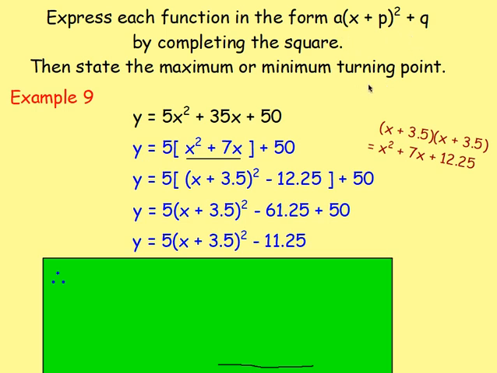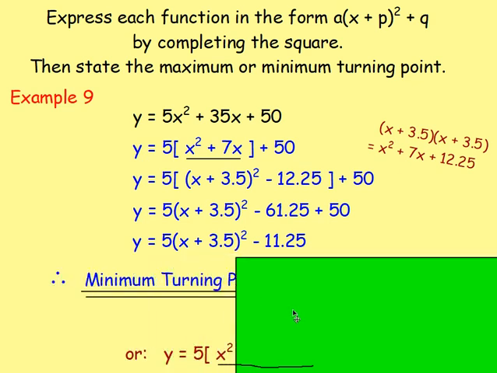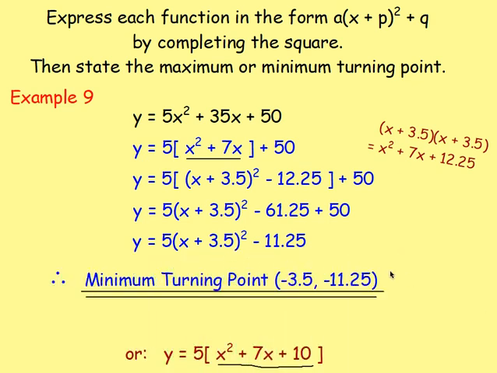So you can state the maximum or the minimum turning point. Maximum or minimum, Adam, what would it be? Well done, Adam. It is still a minimum. So from there, take that number and change the sign, so negative 3.5. Take that number and leave it as it is. So that will be your minimum turning point. Let's try another one.